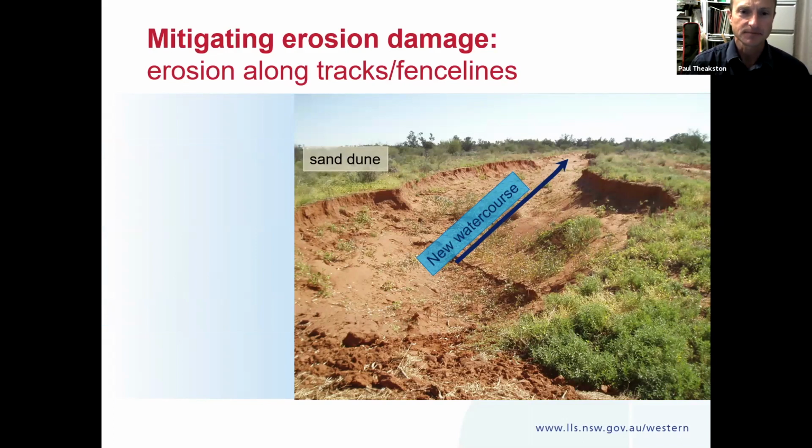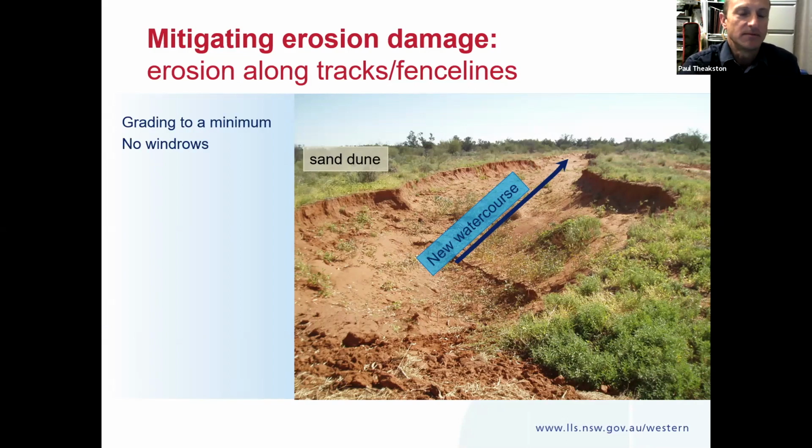And you can see it punched through that sand dune because that sand dune was lowered. And now that's the new watercourse for that creek, or when the creek reaches a certain height, that's where it goes now. But anyway, what are some of the ways you can mitigate against that? This is by no means an exhaustive list. I'll just go through it very quickly and briefly.